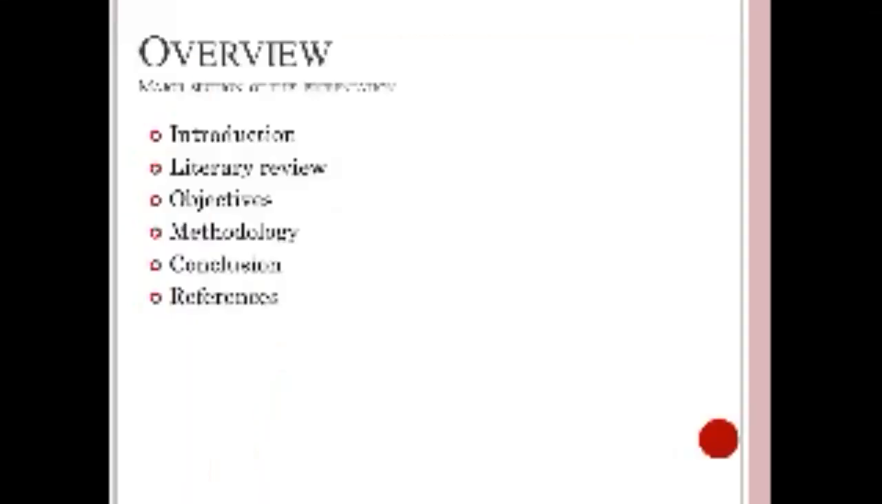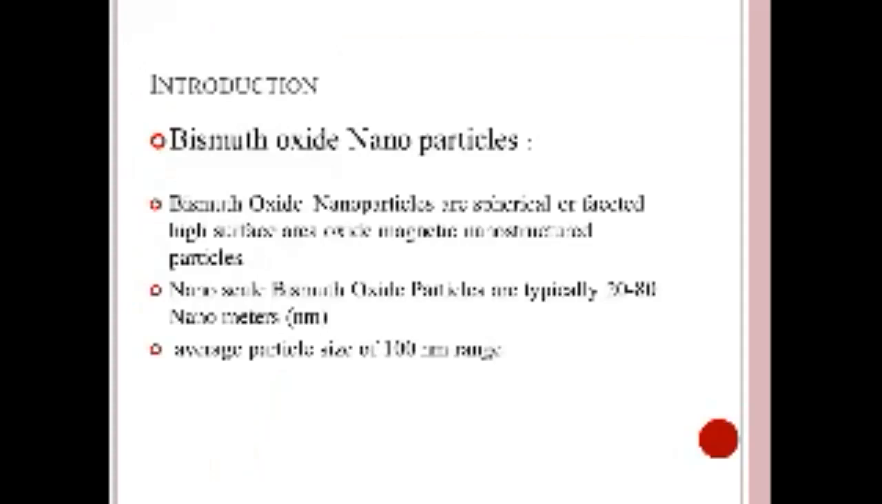In this presentation, we will talk about the introduction, the literature review, objectives, methodology, conclusions, and references. First of all, we will discuss what bismuth oxide nanoparticles are. Bismuth oxide nanoparticles are spherical in shape and have high surface area. So they are categorized as high surface area oxide and they are magnetic nanostructured particles. They typically range between 20 to 80 nanometers and their average particle size is 100 nanometers.